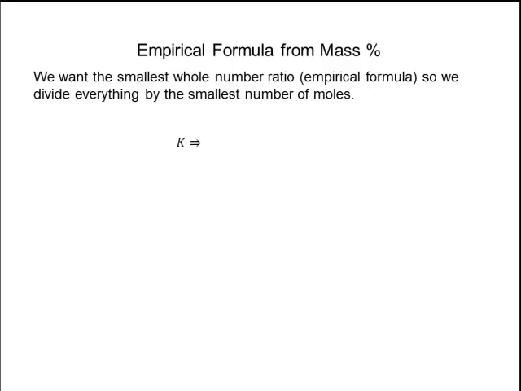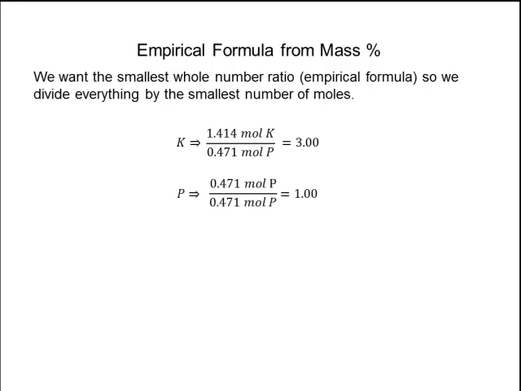So let's look at the potassium. The smallest number of moles out of all three of those was the phosphorus. So if I take the 1.41 moles of potassium divided by the 0.471 moles of phosphorus, I get 3. For my phosphorus, if I take the 0.471 moles of phosphorus divided by the 0.471 moles of phosphorus, I get 1. Now, keep in mind we're getting these ratios set up, so these units technically aren't going to cancel when we divide out. We're just wanting to know the ratio. So the ratio of potassium to phosphorus currently is a 3-to-1 ratio.